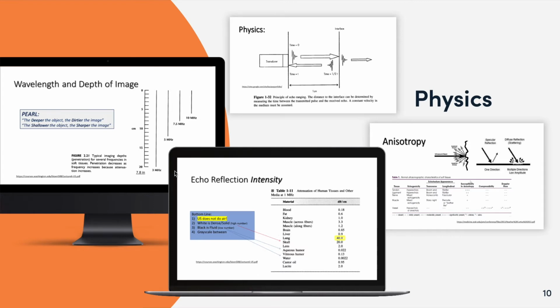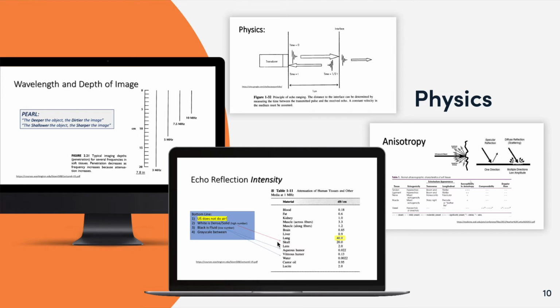Finally, in the actual meat of physics, I do want to talk a little bit about the attenuation of sound. As a person places the probe over various areas of the body, they'll find that some parts simply don't show good pictures. And part of that is because we have to ask ourselves, how well does sound go through that particular type of tissue? And what I want you to look at on this particular image in the middle on the bottom is that ultrasound does not do air well.